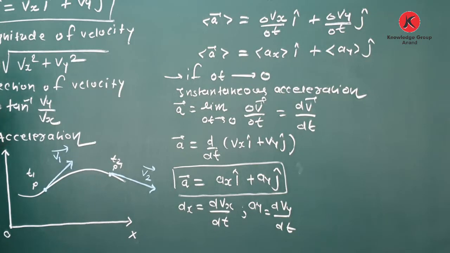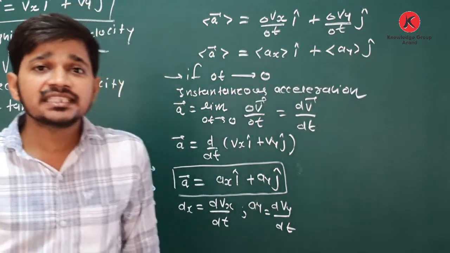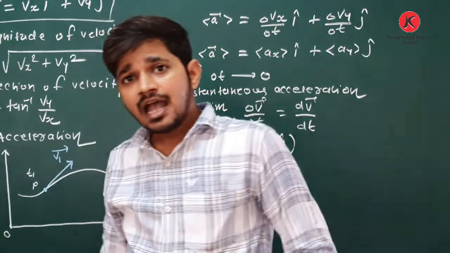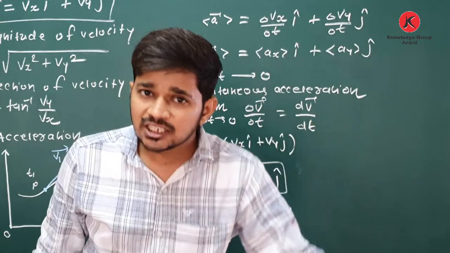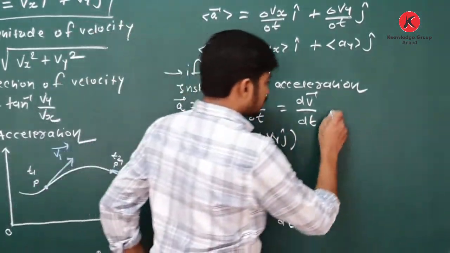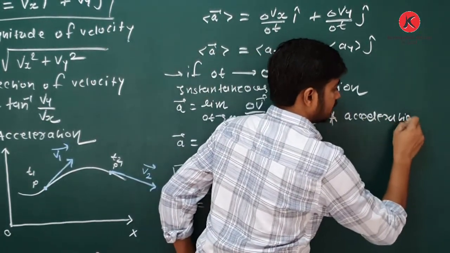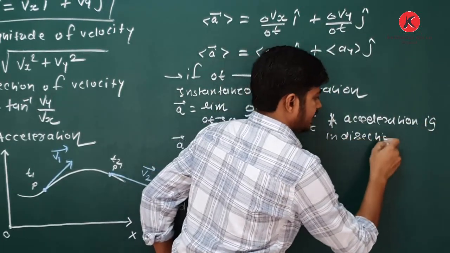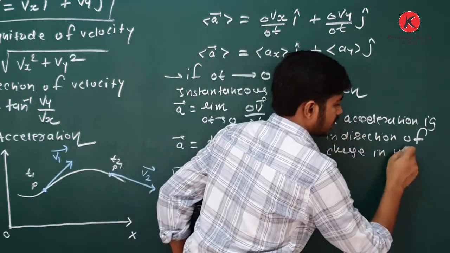So it is the equation of acceleration, and with the help of the same method you can find its magnitude and direction. Now the last and important point: acceleration is in the direction of change in velocity. Remember from the last theory, velocity is in the direction of displacement. Here acceleration is in the direction of change in velocity. So remember this point.